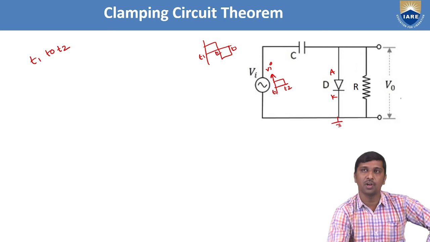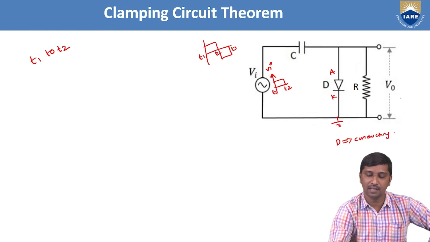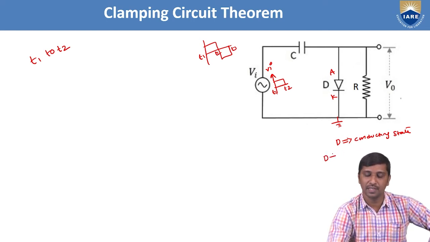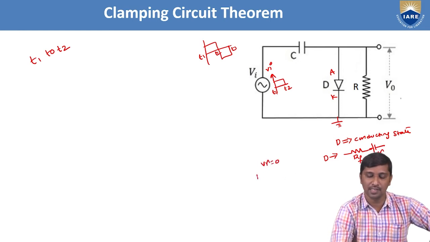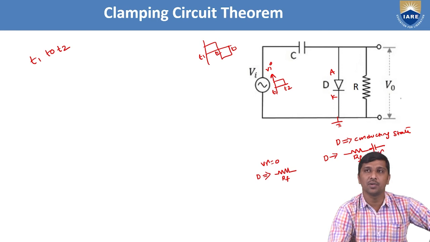For this interval, a more positive voltage is applied at the anode with respect to the cathode, since the cathode is connected to ground potential. Hence the diode acts in the conducting state. If the diode is forward biased, it should be replaced with its equivalent circuit, which contains the diode forward resistance RF along with the cut-in voltage V gamma. Here I am assuming V gamma is zero, so the model is just RF, and a voltage source of zero is replaced with a short circuit.